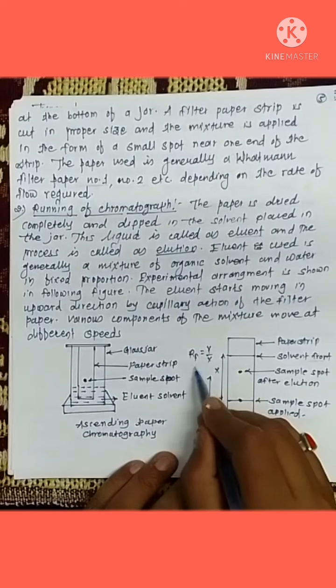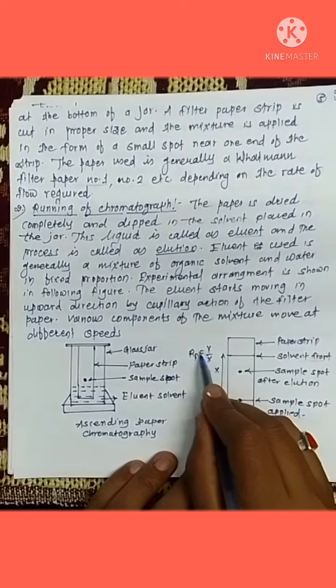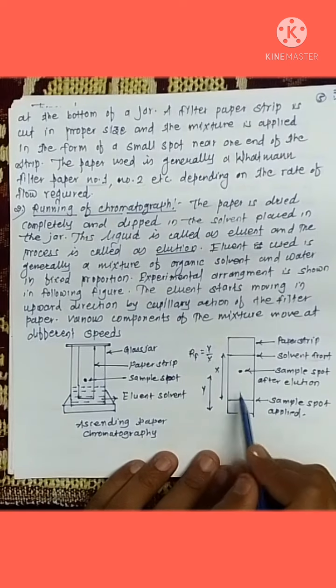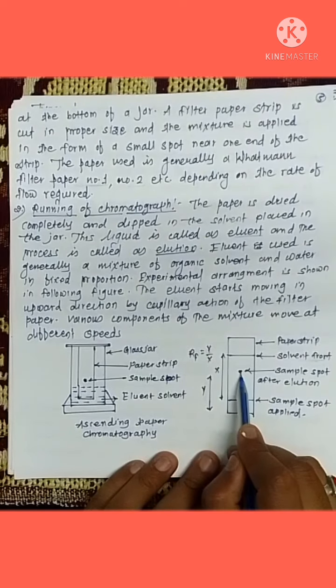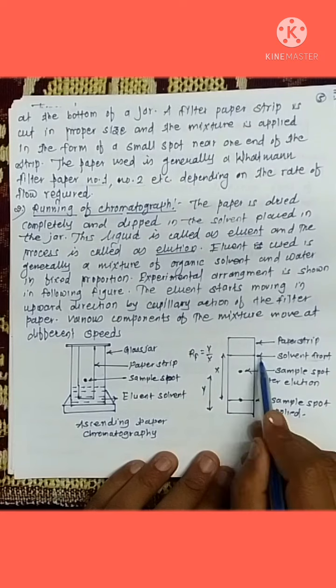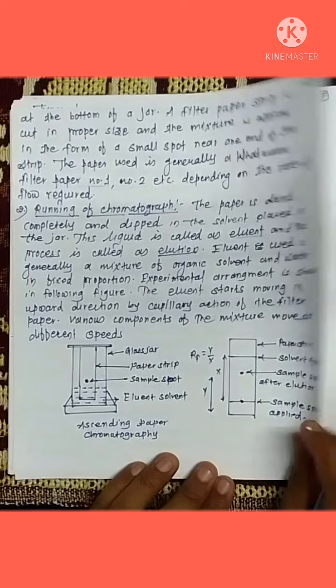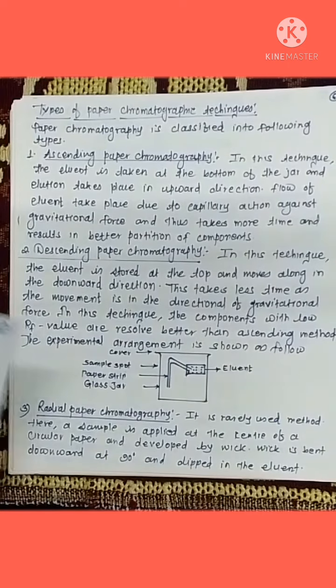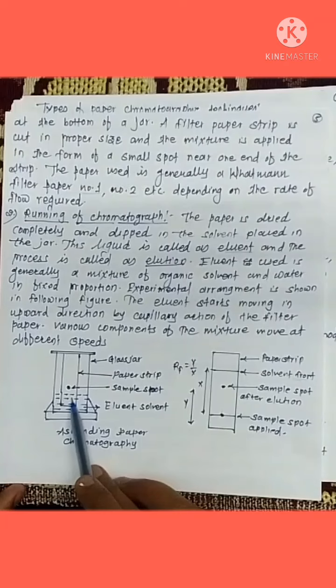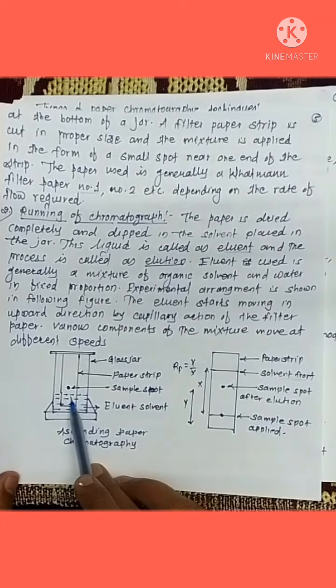So RF factor is equal to y divided by x. So y is what? Distance traveled by your component in the mixture, and what is x? It is the distance traveled by solvent, that is solvent front. So this is basically a diagram of your ascending chromatography.